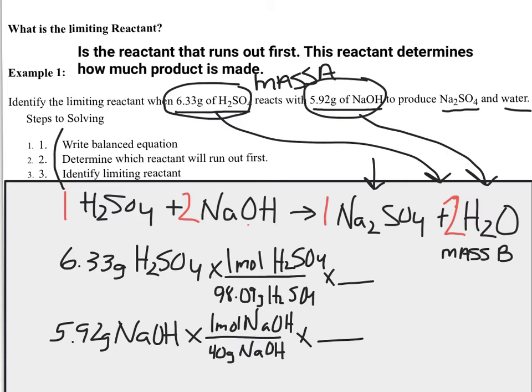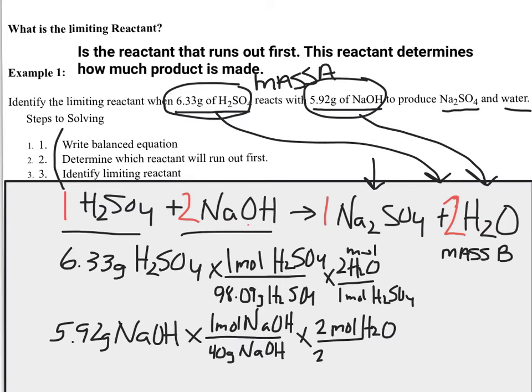To do that, I know that I have to put what I'm looking for on top, 2 moles of H2O, and that's going to be for this one as well, 2 moles of H2O. And now on the bottom, I need to get rid of sulfuric acid. So for H2SO4, looking at this balanced equation, there's 1 mole of H2SO4. And for sodium hydroxide, there's 2 moles of NaOH.